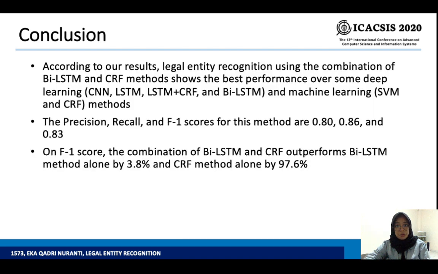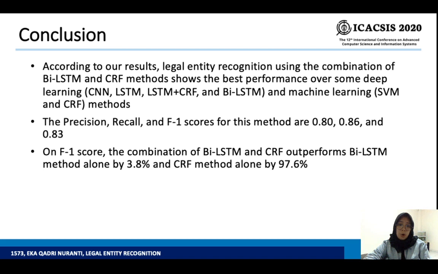For conclusion, according to our results, legal entity recognition using the combination of BLSTM and CRF shows the best performance over several deep learning and machine learning methods. We obtain 80% for precision, 86% for recall, and 83% for F1 score.